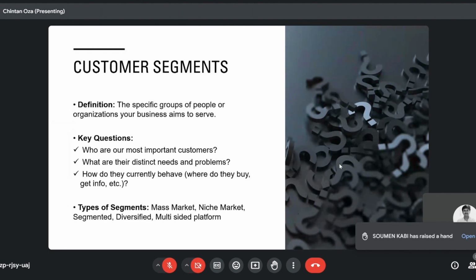So how do they currently behave for certain problems? Where do they buy? What do they do? Whether the new problem or new solution has got any challenge, like before you try the product, there are certain preparatory requirements. What are the agents or reasons which are stopping you from advancing needs to be identified.